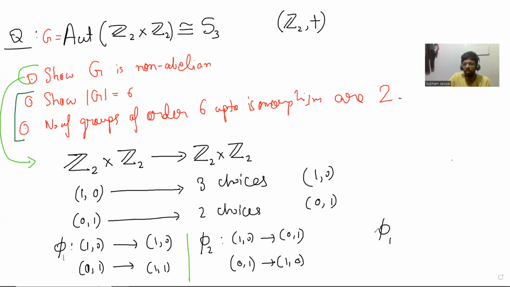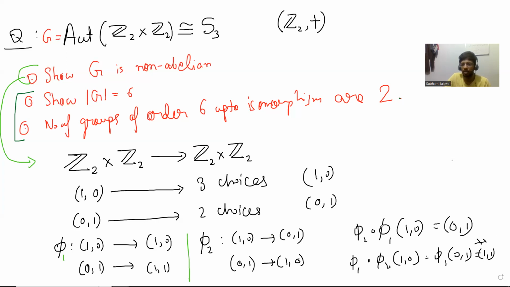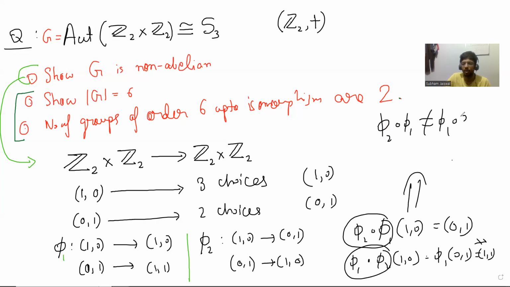How do you show it? You just compose and check. So you take 1, 0. This one is still 1, 0, and then this one becomes 0, 1. So finally it becomes 0, 1. If you do it the other way, this becomes 1, 0, this becomes 0, 1, and then phi 1 of 0, 1 is 1, 1. So it's not equal. So these two functions are not equal: phi 2 compose phi 1 is not equal to phi 1 compose phi 2. So it's non-commutative, and if it's non-commutative, it has to be S3.